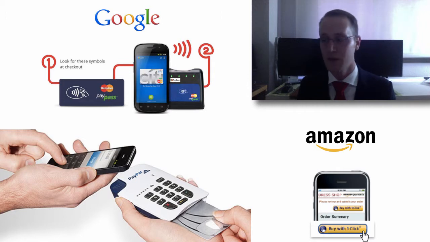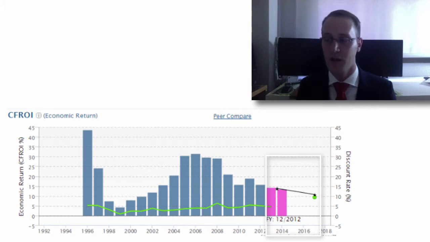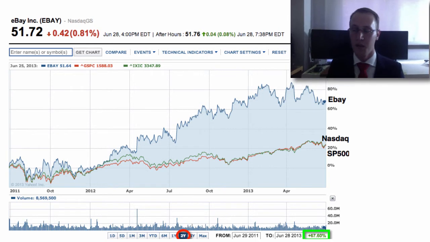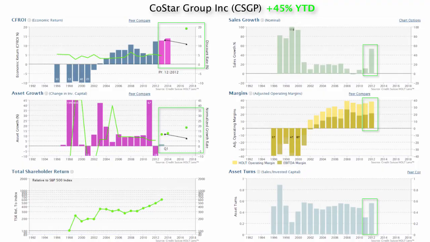So there's an overall pessimistic outlook in terms of CFROI levels for eBay. This CFROI and cash flow affect the speed at which the company can self-fund its growth. So as an investor, I would remove eBay from my portfolio, even though they have outperformed the market, and I would allocate my capital in other companies within the internet service industry, such as CoStar Group, which is up 45% year to date, or Amazon.